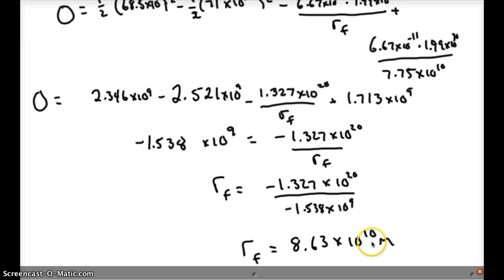So we've lost speed, essentially, all right, from 71 times 10 to the third meters per second down to a speed of 68.5 times 10 to the third meters per second, but we've gained height, all right? We've gone from a position of 7.75 times 10 to the 10th meters closest to the star, now out to a further position of 8.63 times 10 to the 10th meters. So that's one of the ways you apply the law of conservation of energy to orbiting objects.